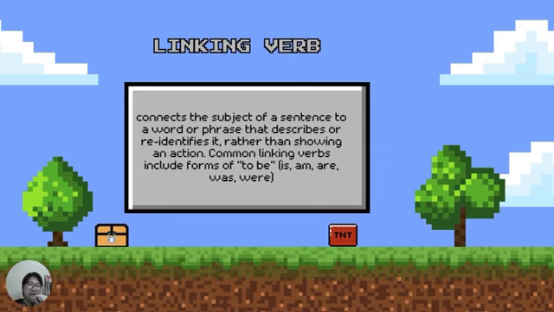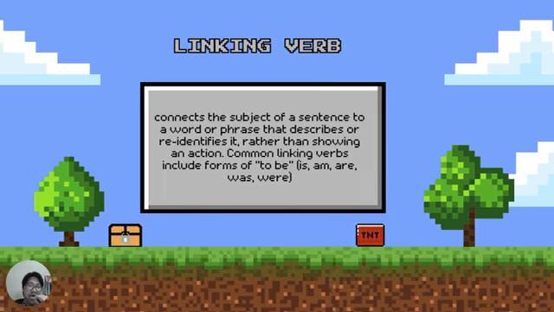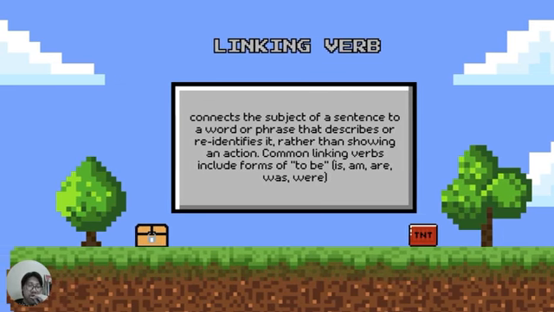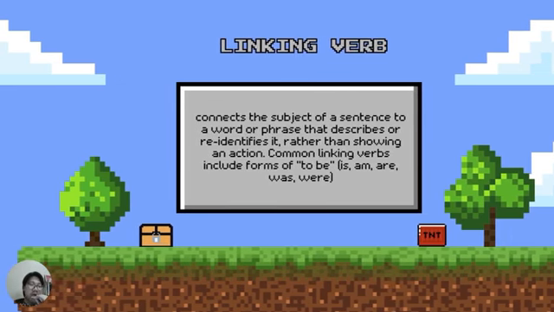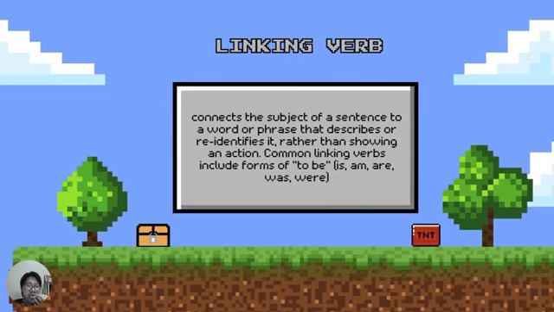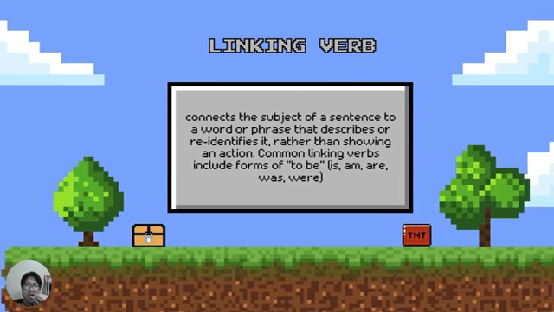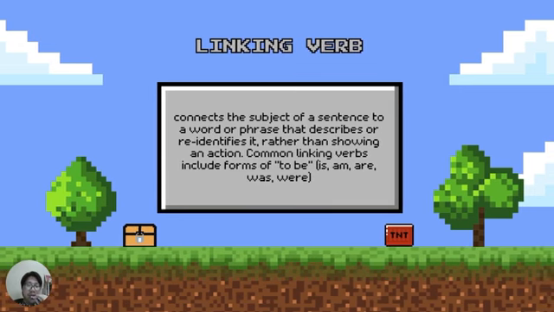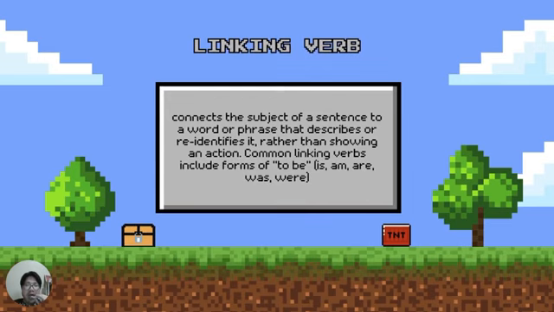Next we have linking verb. So we start to dive a bit deeper. It connects the subject of a sentence to a word or phrase that describes or re-identifies it rather than showing an action. Common linking verbs include forms of to be, or what we always hear people call the verb to be. For example, we have is, am, are, was, and were.